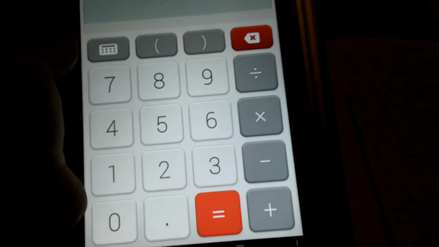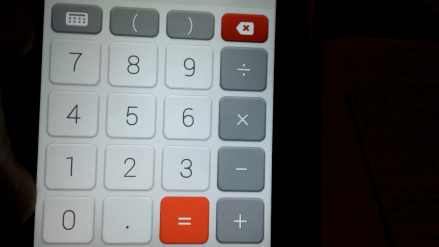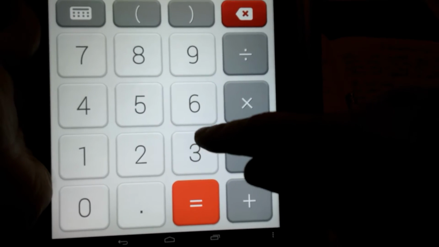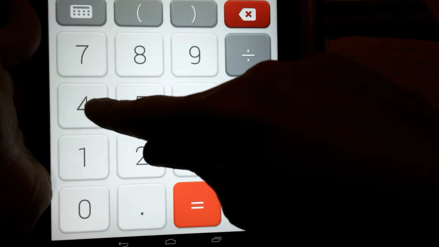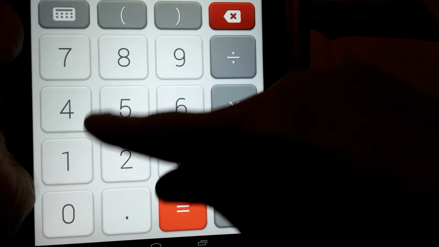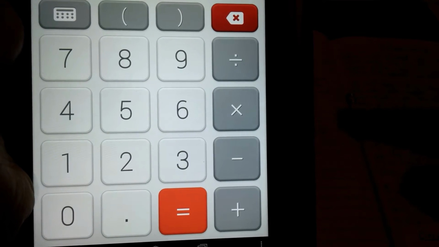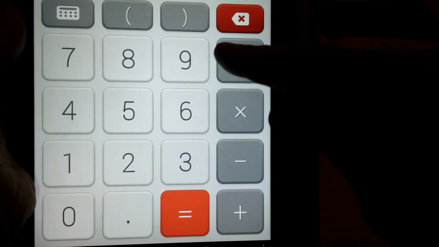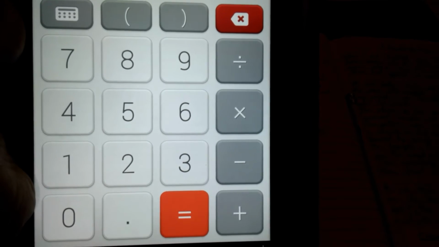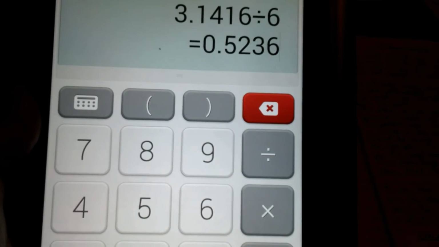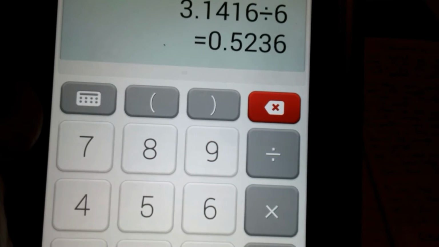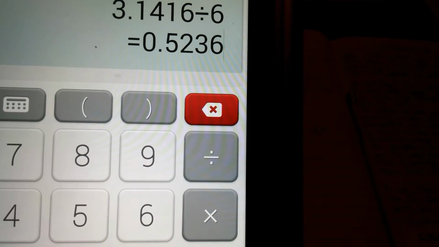So what we do is, we take the answer, which is 3.1416, okay, and we divide it by 6, and that gives us 0.5236. So there you are, guys.